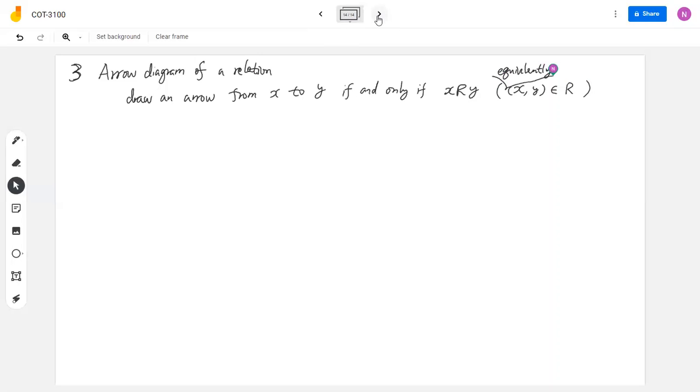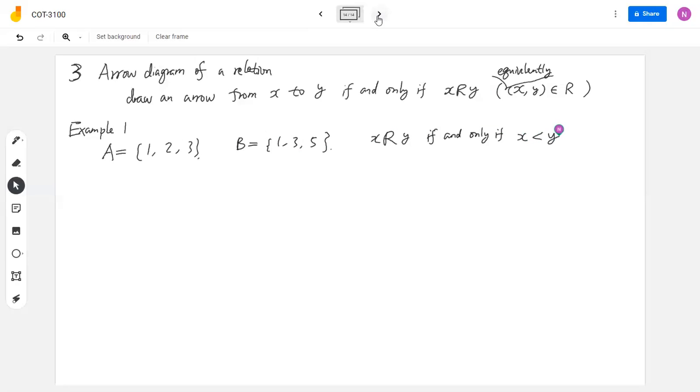Okay, let's see an example. Actually we are going to see two examples. The first example, example 1: suppose I have A equals {1, 2, 3}, B equals {1, 3, 5}, and I define my relationship xRy if and only if x is less than y.